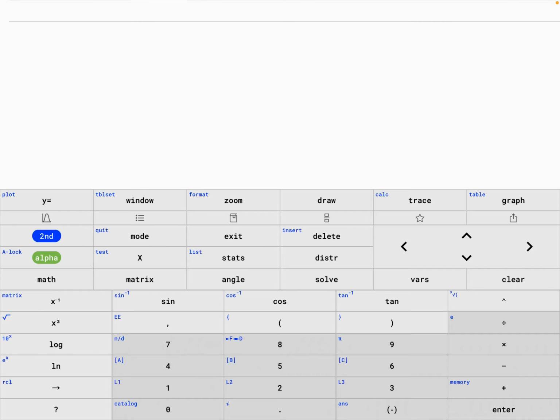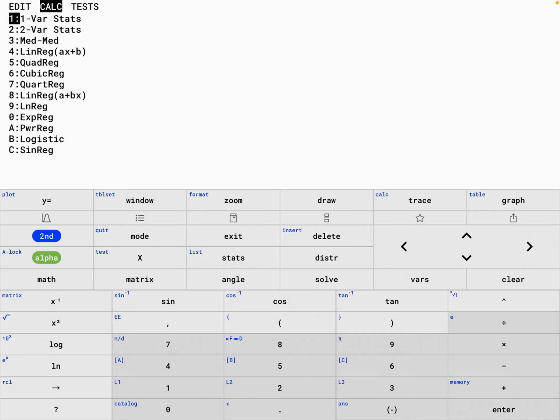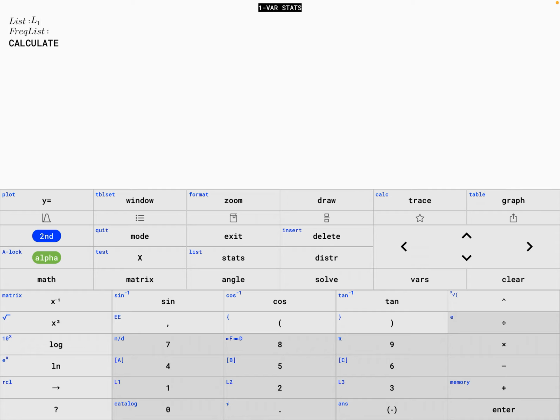So we'll go second quit. My points are entered. Pause, enter those into your table. Then we're going to go to stats again, but this time we're going over to calculate. We want one variable stats, so we'll hit enter. Now, I put my information in list 2. So if you kept yours in list 1, you just go down to calculate, hit enter, and you're good to go. But for me, my list is list 2, so I need to change that.